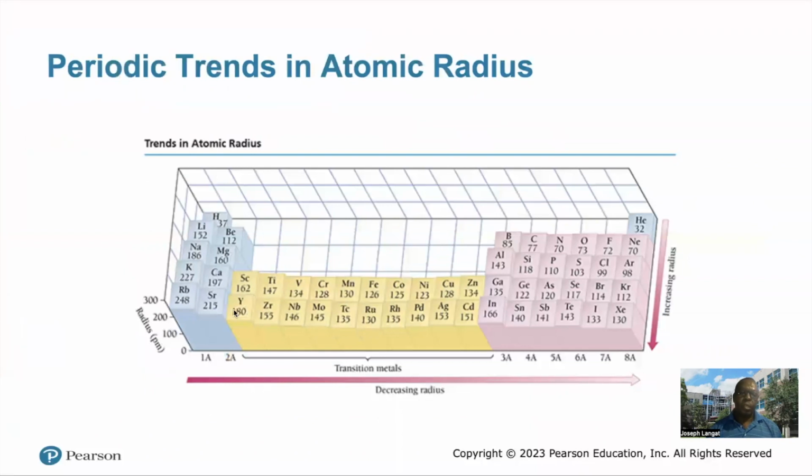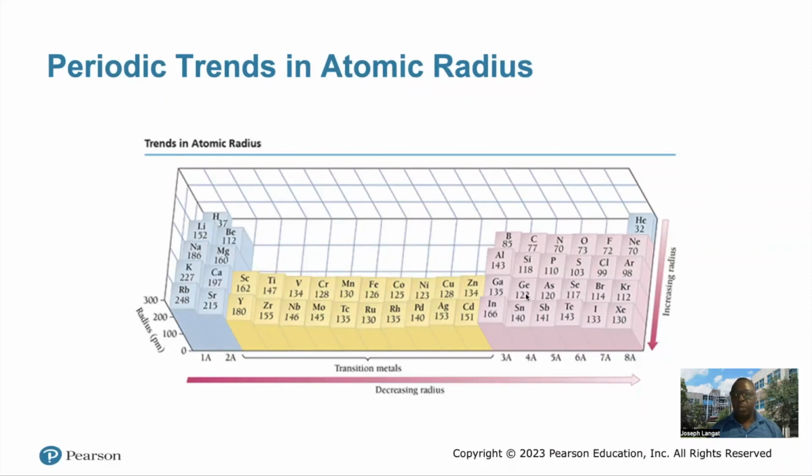On the transition metals, the decrease is not as high as in main group elements. As you go down a group, atomic radius increases. As you go up, it decreases. As you go from right to left, it increases.